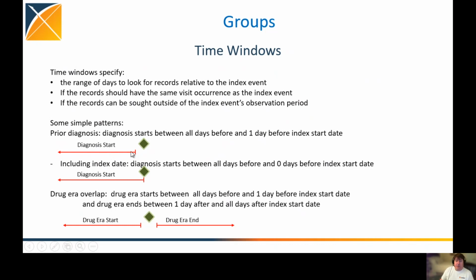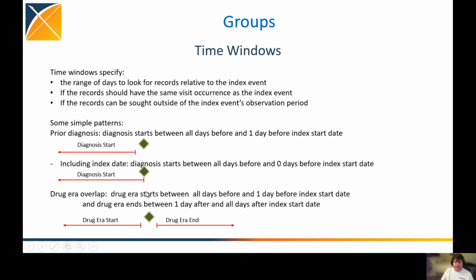If we actually want to include the index event date, then we would say the diagnosis starts between all days before and 0 days before the index start date. Because 0 days before the index start date is the index start date. So the range of days in which we will find the diagnosis will be all days before up to the same day as the event date.